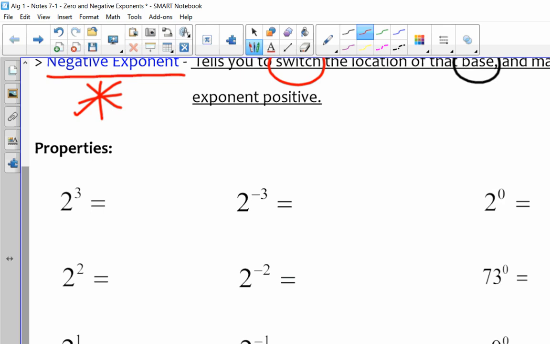So when you have something like 2 to the third, it really means I'm taking that base, which is 2, and I'm going to multiply it to itself however many times the power is, or the exponent.